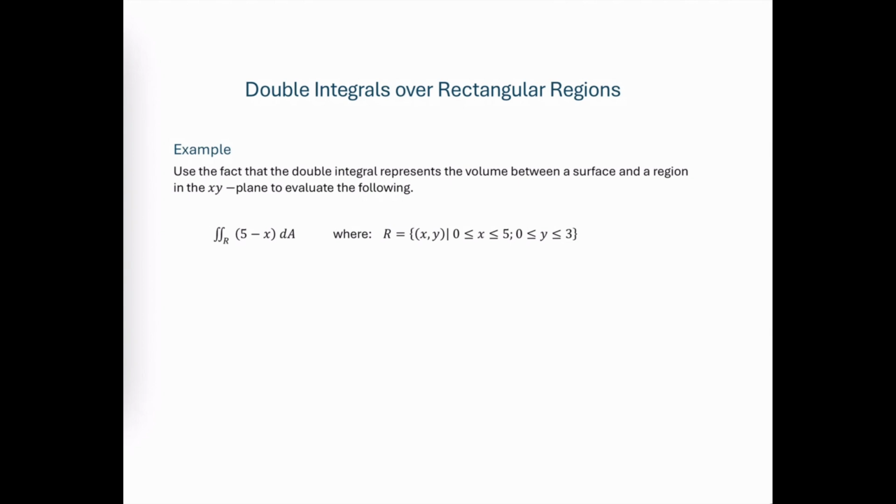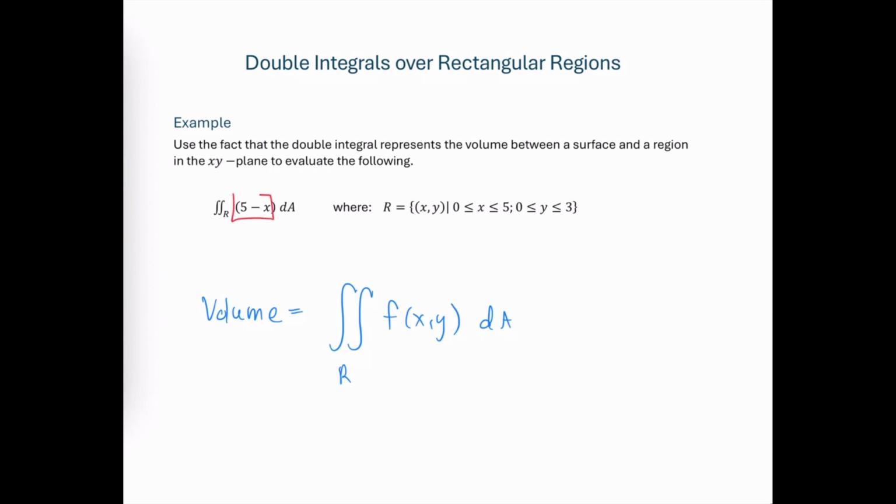We're now going to evaluate a double integral over a rectangular region, but we're going to use a geometric argument based on the fact that this double integral represents the volume between a surface and a region in the xy plane. So as a reminder, this double integral is going to have an integrand that is a surface function. So if our integrand is 5 minus x, essentially that means that we're looking at the surface function where f at xy, or z, is equal to 5 minus x.